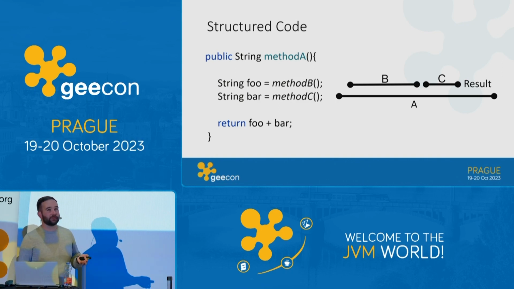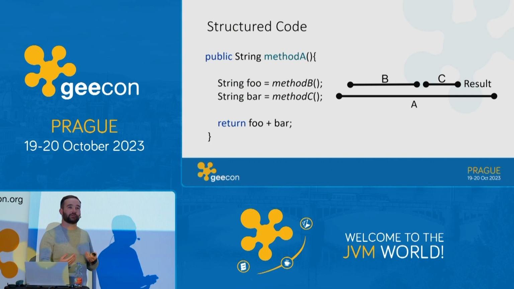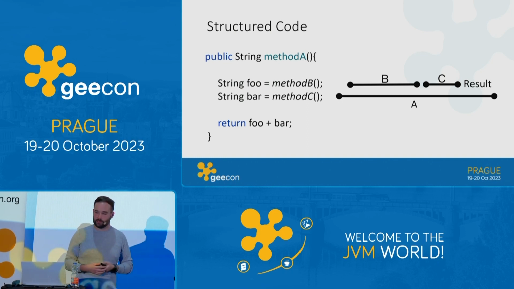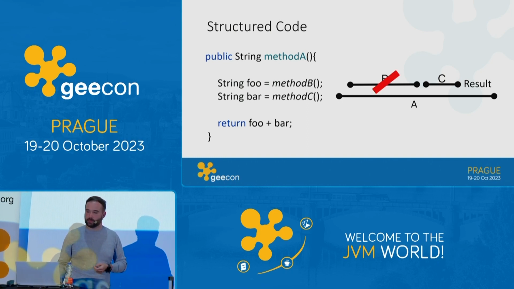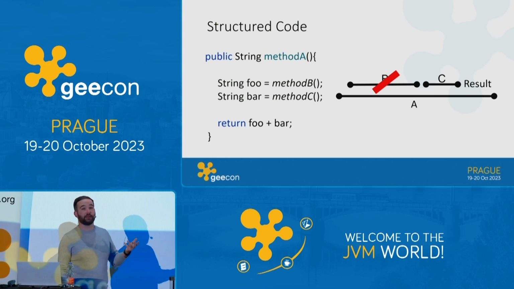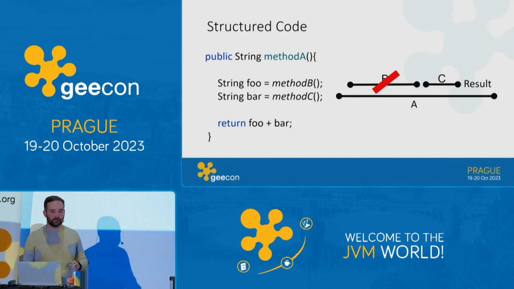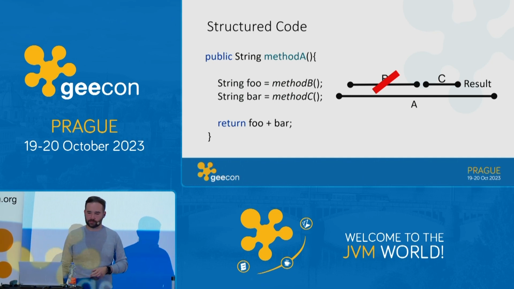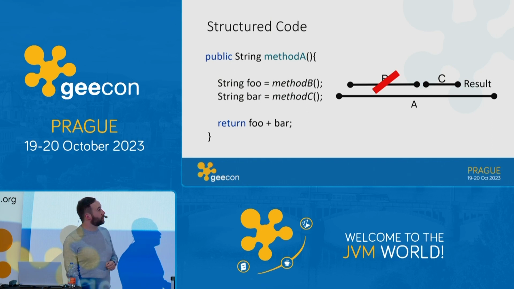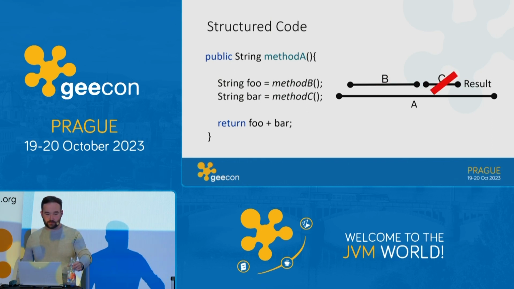The great thing about structured code is that it really shows you the relationship between these methods. So when something happens, for example, method B throws an exception, I know that I can stop my method right then and there. I don't have to call method C anymore. I'm not going to try and create a result because it doesn't make any sense. I can just rethrow the error to the parent, and all will be nice. I don't have to do anything more myself. And of course, the same goes for method C.